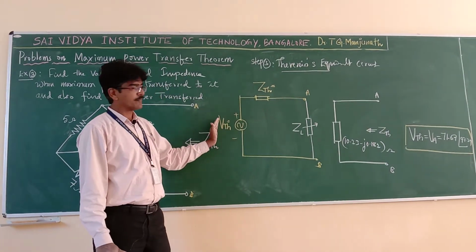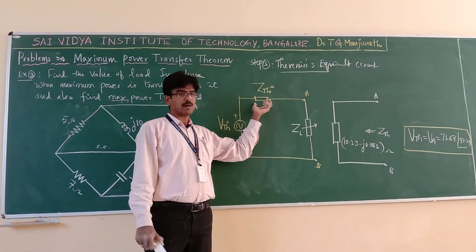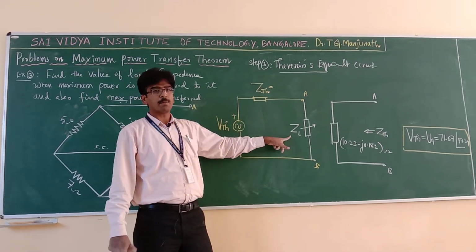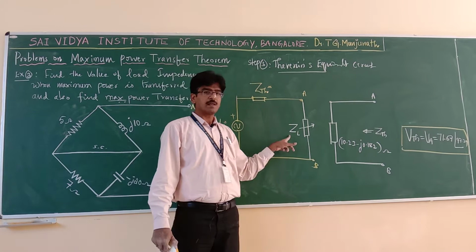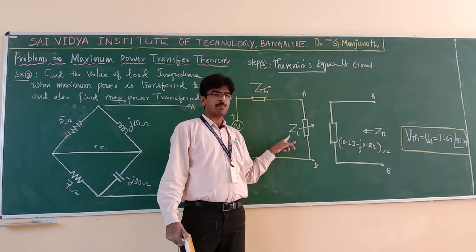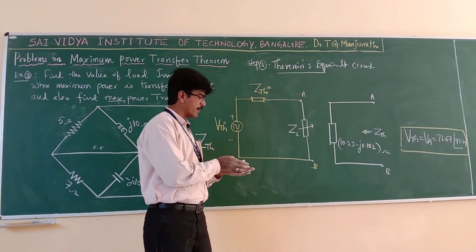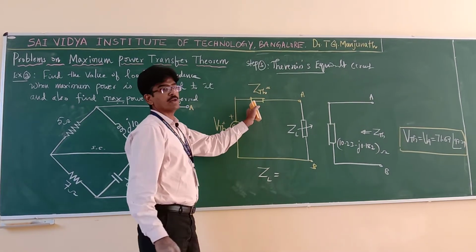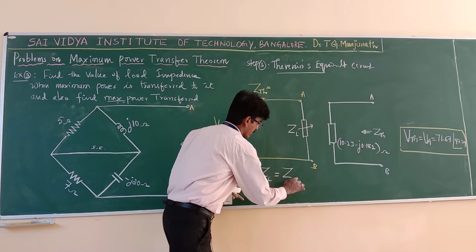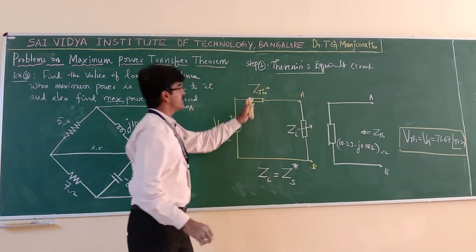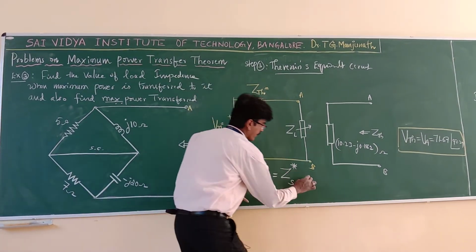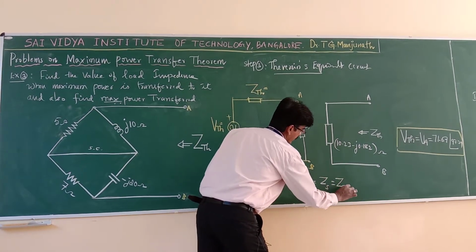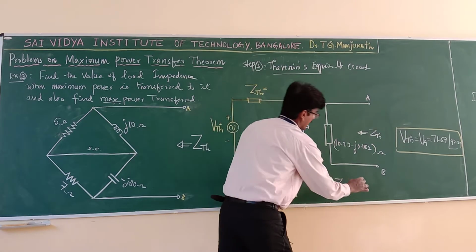Source is AC, source impedance is complex, and the load is an impedance load. Hence the condition for maximum power transfer is the value of ZL must be equal to the conjugate of ZS. Okay, what is ZS here? Here ZS is equal to Z Thevenin. That is equal to what?